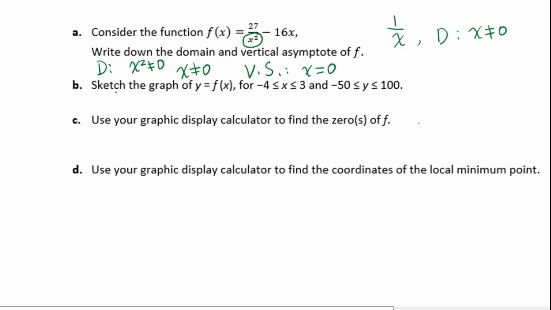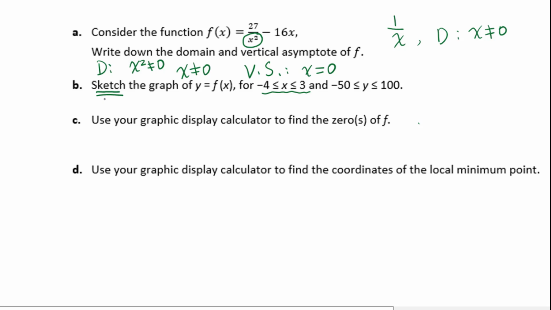For part B, sketch the graph of y equals f of x for x greater than or equal to -4, less than or equal to 3, and y greater than or equal to -50, less than or equal to 100. The word sketch. What's the difference between draw and sketch?